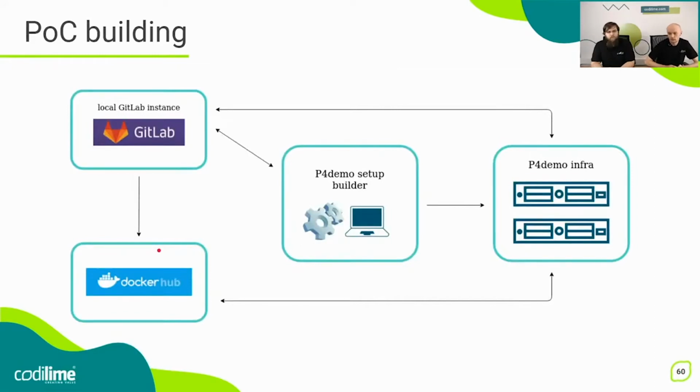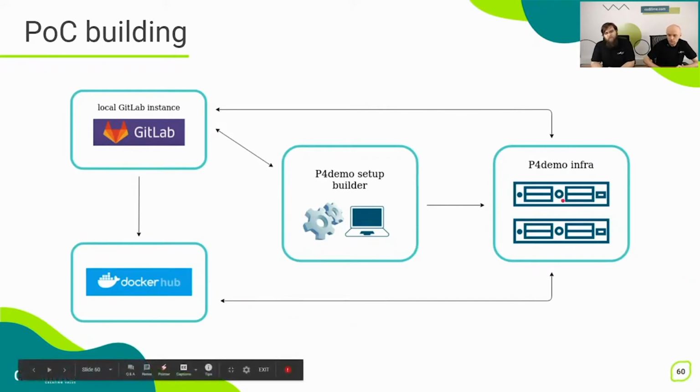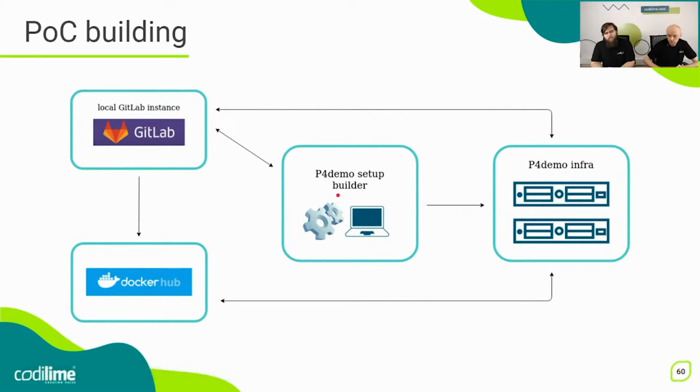Finally, let's take a look at how we build the entire setup. 2 bare metal servers are provisioned and configured remotely by a single builder machine. And this is mostly realized using Ansible playbooks, which are downloaded from our local GitLab repository. Also, the source code of SmartNIC proxy software and custom ONOS apps we developed are stored here. There's also a CI/CD pipeline here, which builds some Docker images that we use.